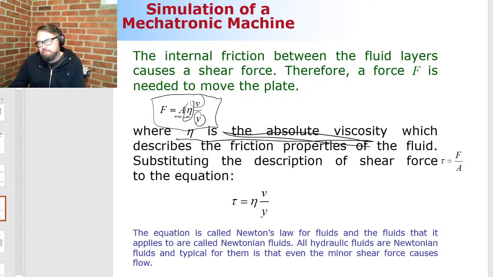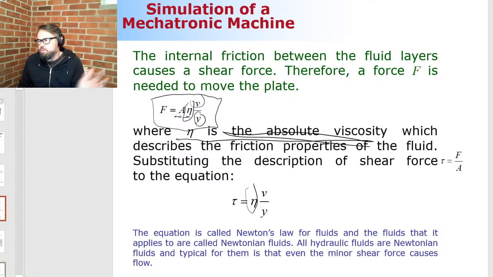Absolute viscosity, not velocity, of course, but viscosity. And that describes the properties, the friction properties within the fluid, so how much friction is internal in the fluid. And that's something that we are after here. So we are after this component, but actually not this one, but it's a kind of constant that we are after.